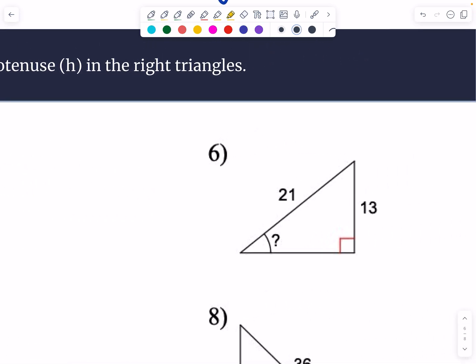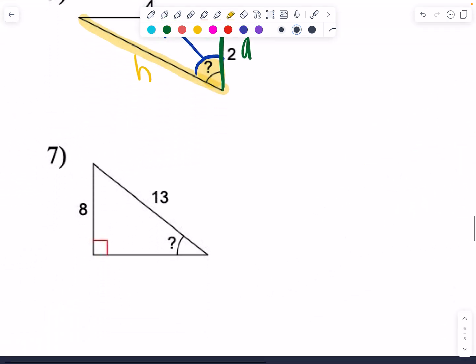Okay, start again. Here's my hypotenuse. We're approaching the triangle from the perspective of this acute angle. So from that acute angle, what is my opposite? My opposite is going to be the 13. My adjacent side is going to be this green piece. All right, again, here's our hypotenuse. We are approaching this triangle from this yellow angle right here. From that angle, what is my opposite? The 8 is the opposite, which forces this other side to be the adjacent.